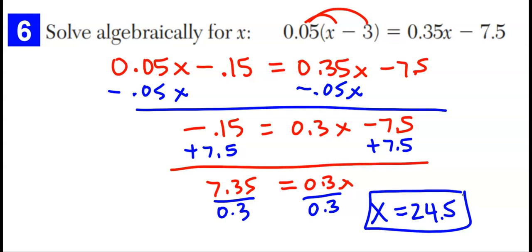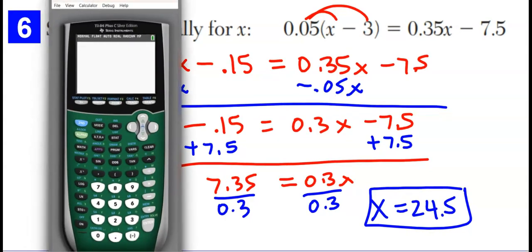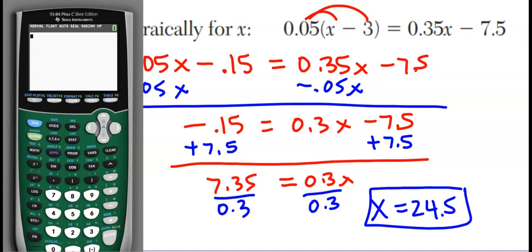And now I need to check. When I check my math, what I do is I type that expression on the left side, but instead of an x, I put my answer. Press enter. Now I'm going to do the same thing on the right side. 0.35, instead of an x, I put my answer. And if I did it right, my two answers will match.